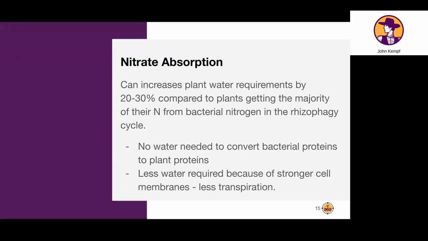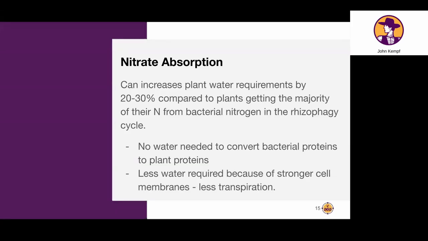This is just from field experience and observation. I can't point to a citation on this, and it varies based on crop species and local context. The local context is important here. But what we've observed is that when plants get the majority of their nitrogen from nitrate, it increases the plant's water requirements. We think somewhere between 20 and 30%. Some crops more, other crops less. And this is as compared to plants who are getting most of their nitrogen from the rhizophagy cycle.